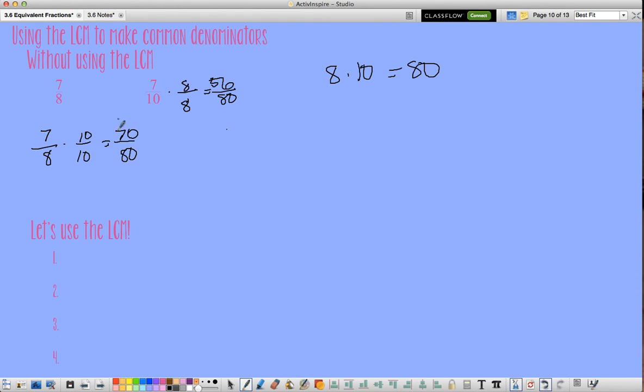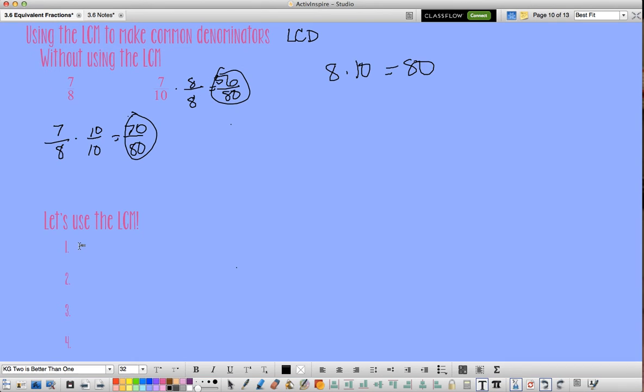I have now made like fractions, so now these two numbers are like fractions, but they're huge. I don't want to deal with 56/80 if I don't have to. So instead of just multiplying the denominators together, we use the least common denominator, or what we call the LCD. To use the least common denominator, the first thing that we do is use the ladder method or the listing method to find the LCM.